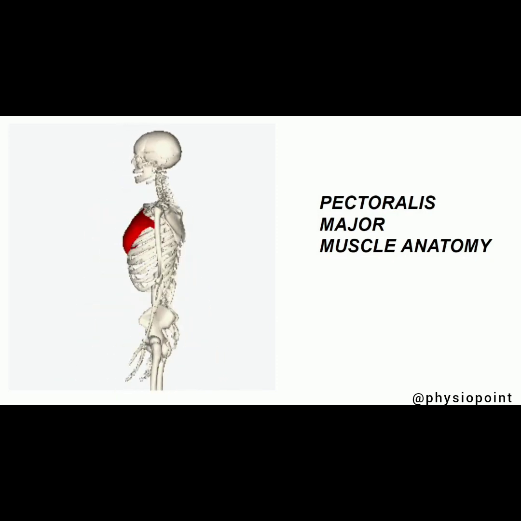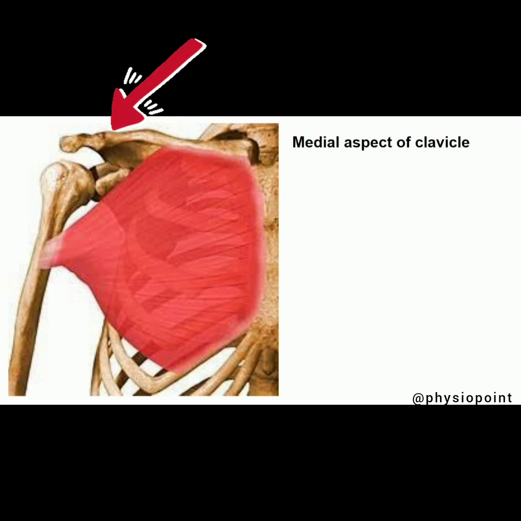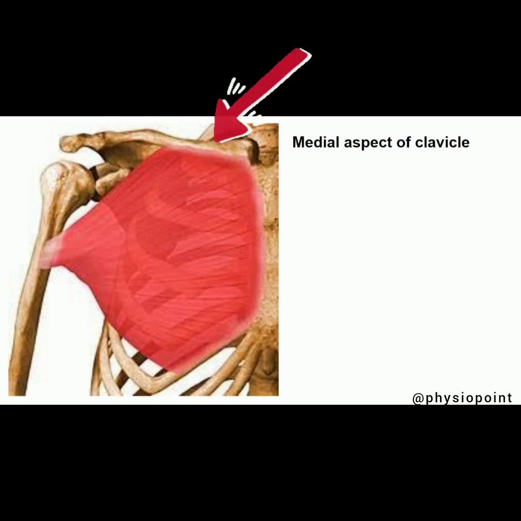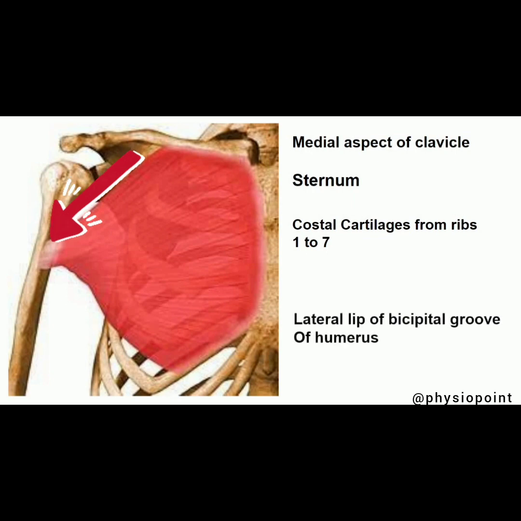So it originates from the medial aspect of the clavicle. I said already, the anterior fibers of the deltoid originate from the lateral 1/3 of the clavicle, and the medial aspect is for the pectoralis major. It also originates from the sternum as well as from the 1 to 7 costal cartilages of the ribs 1 to 7, and it's inserted in the lateral lip of the bicipital groove of the humerus.